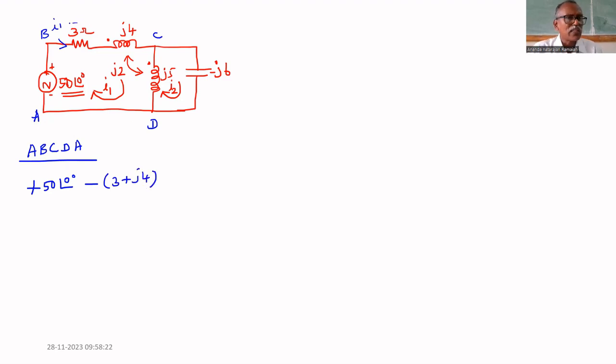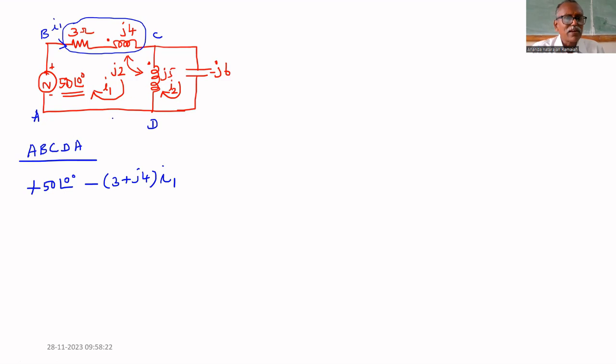We are considering these two together. Why do we always consider resistance and inductance together? Because there is no inductance without resistance. We put them separately, but the resistance is inside that inductor. That's why 3 plus j4. Why this minus? Because we are traveling along the current direction. What is the current through that? I1.